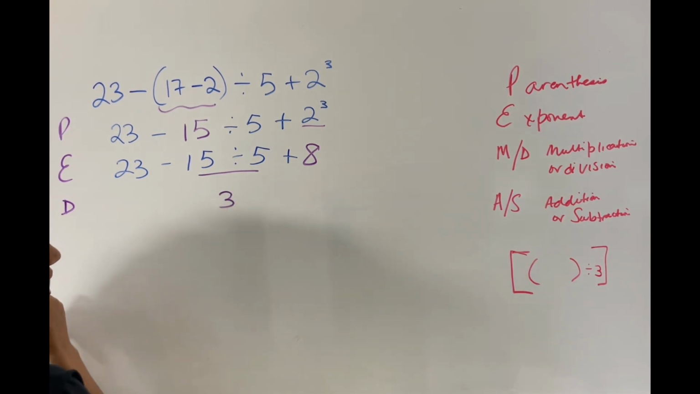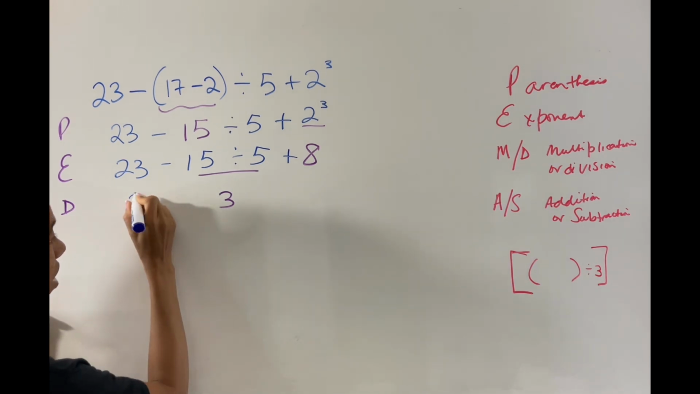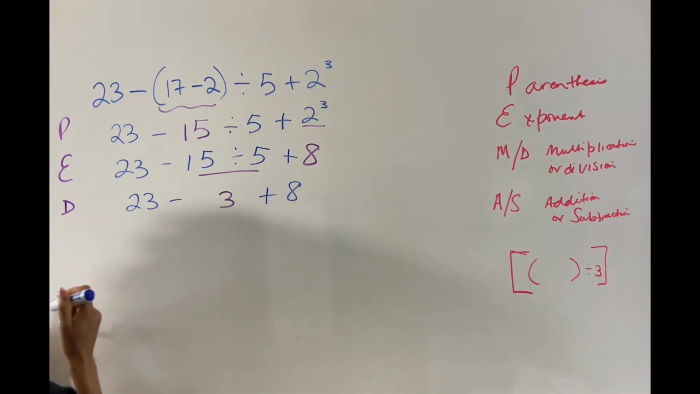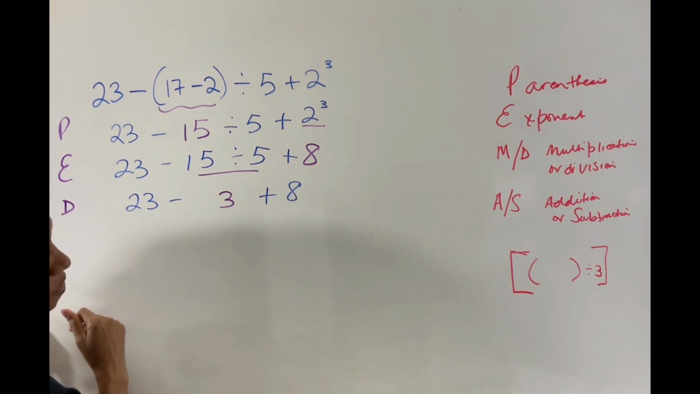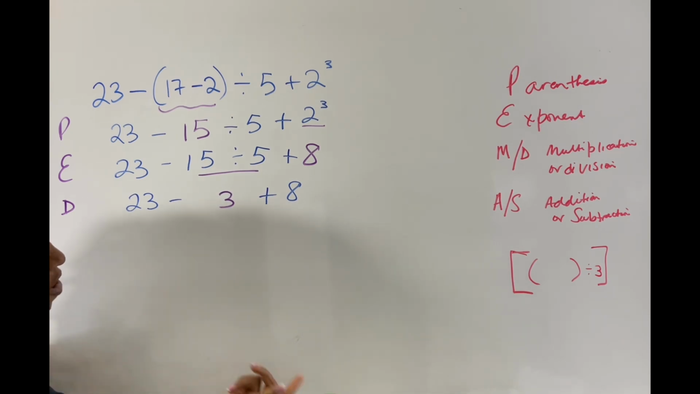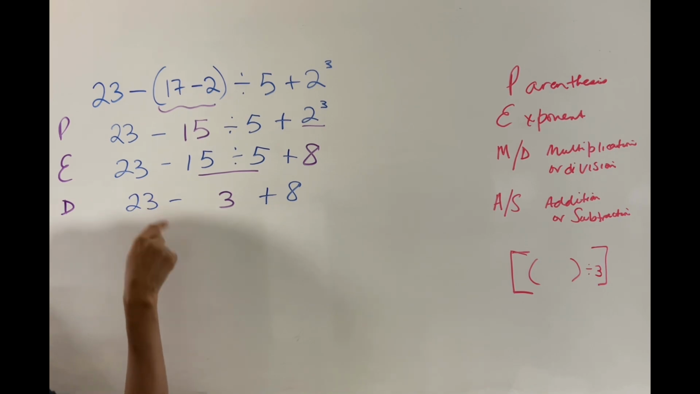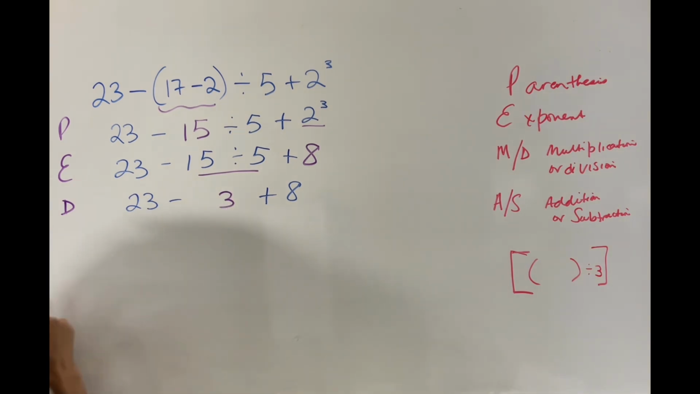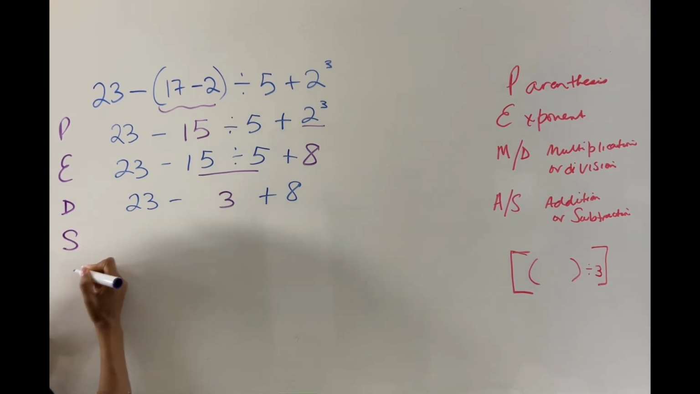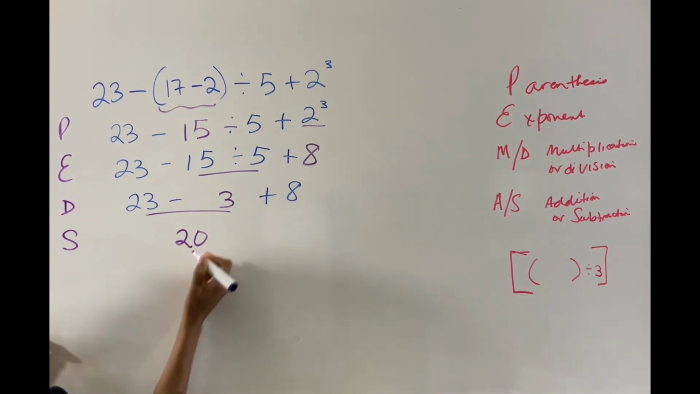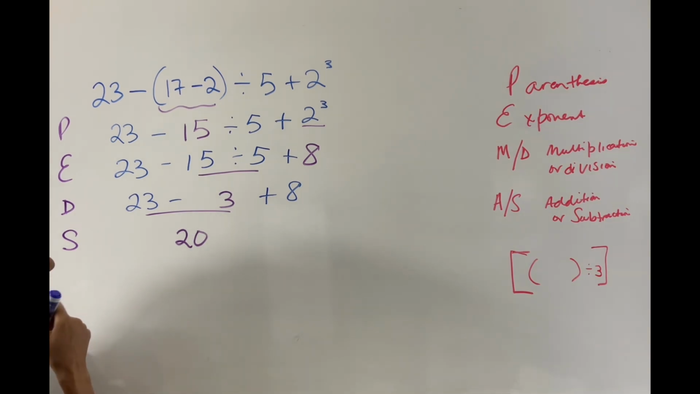So you have that. Then you are going to simply again bring down the other numbers that you have, right? And now we have addition or subtraction, whichever comes first from left to right. In this case, we have subtraction coming first before addition. So we are going to do our subtraction first, and we need to write S here, and we're going to do 23 minus 3, which is going to be 20, and you bring down your plus 8.